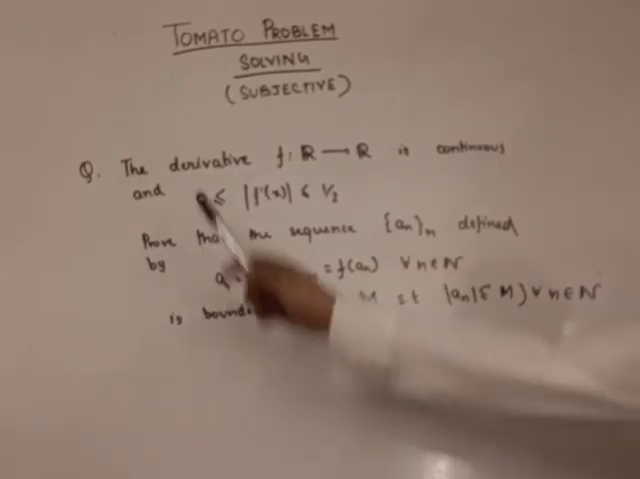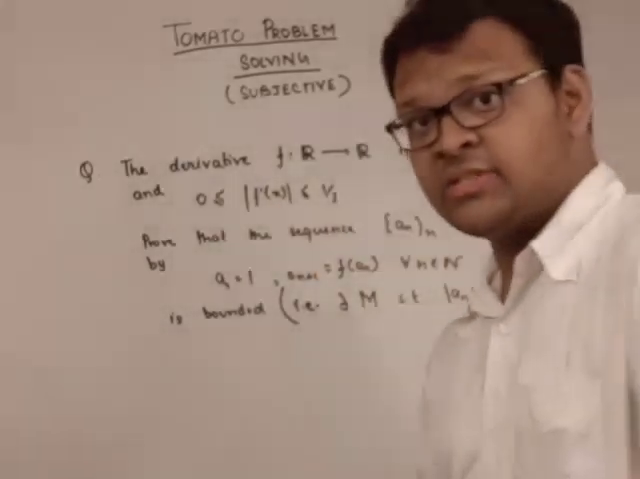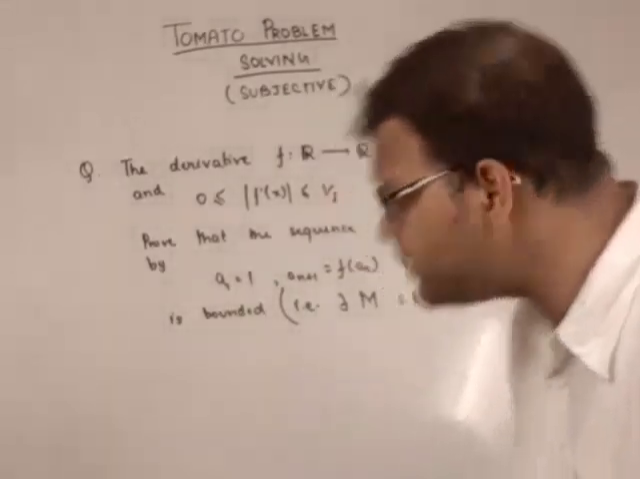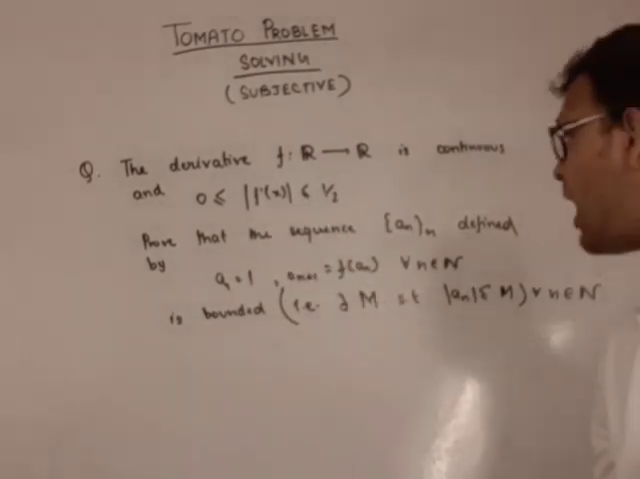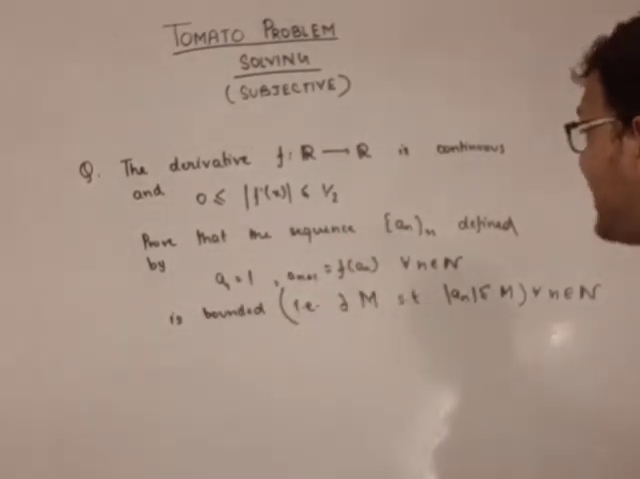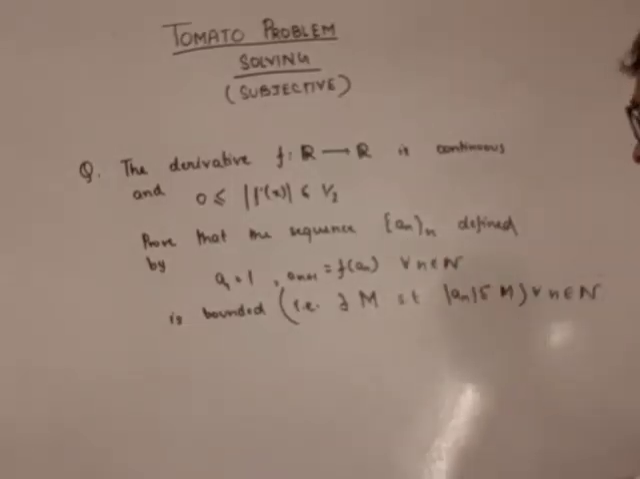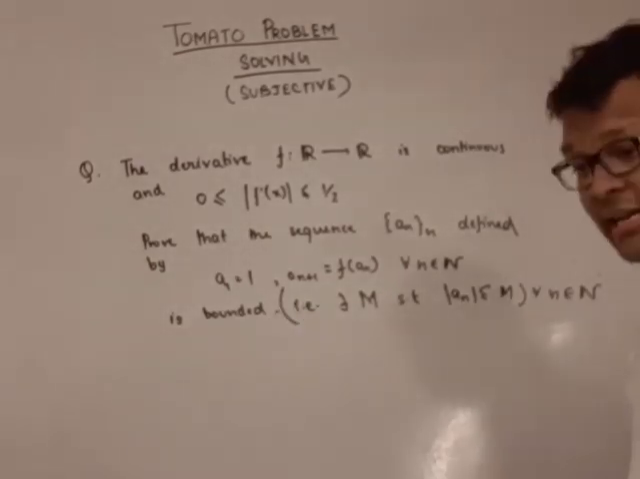It says the derivative of f from R to R is continuous. So the derivative of this function is continuous, and indirectly we are told that the function f is differentiable, and 0 less than or equal to mod f'(x) less than or equal to half. Prove that the sequence a_n defined by a_1 equals 1, a_(n+1) equals f of a_n for all n greater than or equal to 1, is bounded. So you need to prove that such a sequence, when defined, is bounded.